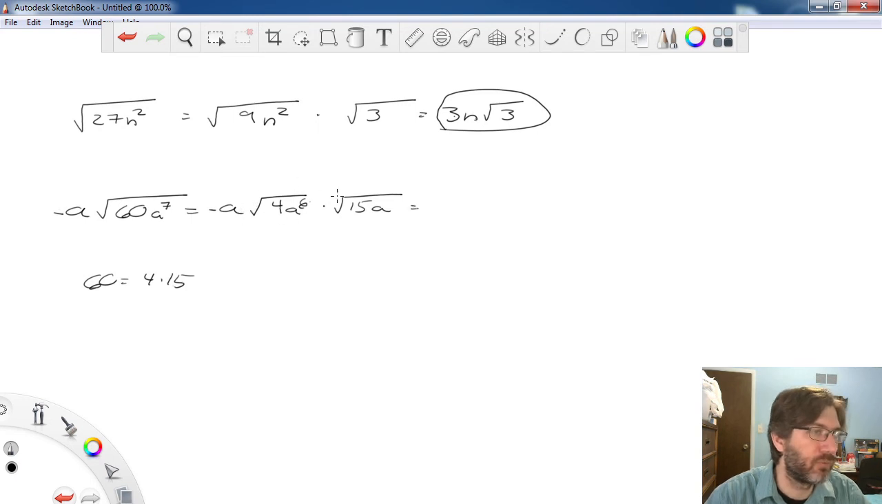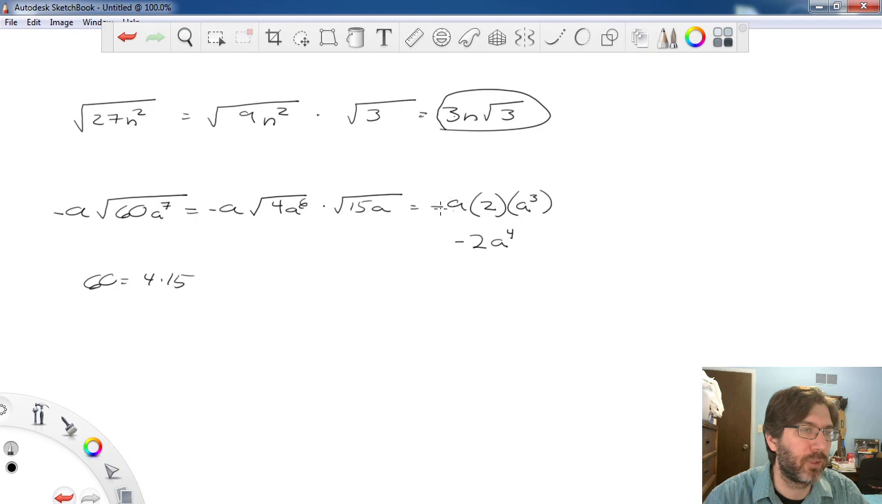The square root of 4, well, here I got the negative a. I'm going to multiply that by the square root of 4, which is 2. And I'm going to multiply it by the square root of a to the 6, which again is just going to take half your exponents. So a to the 6 becomes a to the 3rd. And then you can bring that negative a into that and make that negative 2a to the 4th, just by adding the a over here.